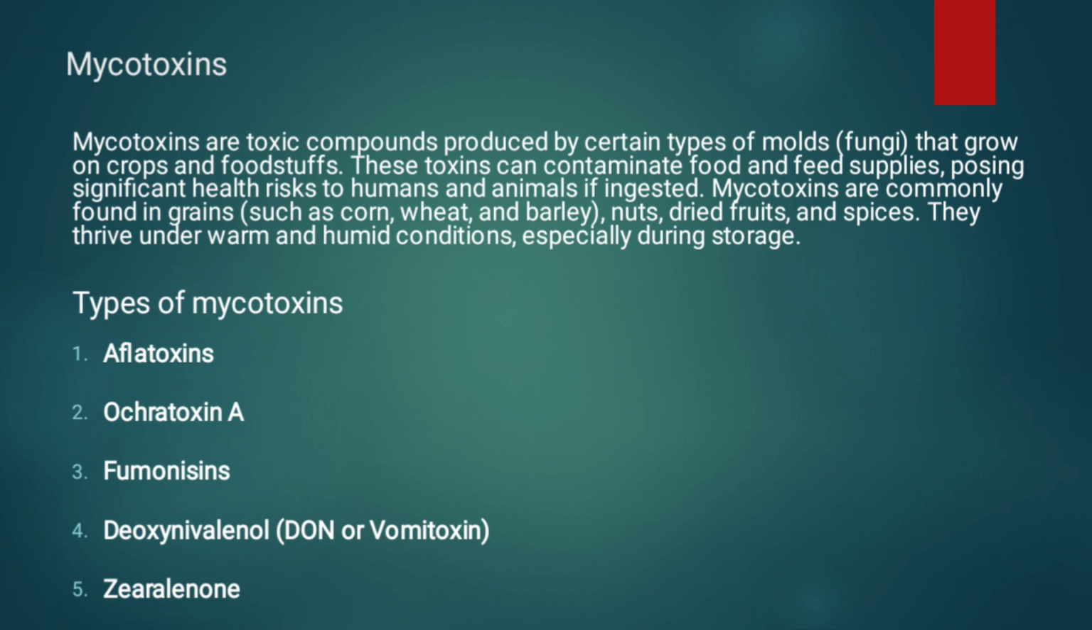Another type is fumonisins. Fumonisins are produced by Fusarium species, primarily found in corn. Fumonisins are linked to esophageal cancer and neural tube defects. And two more mycotoxins are deoxynivalenol and zearalenone.